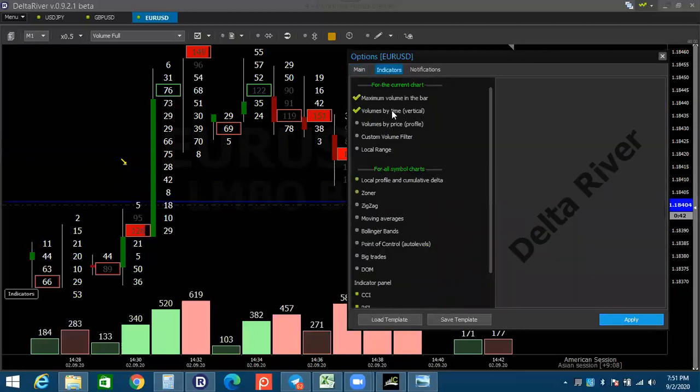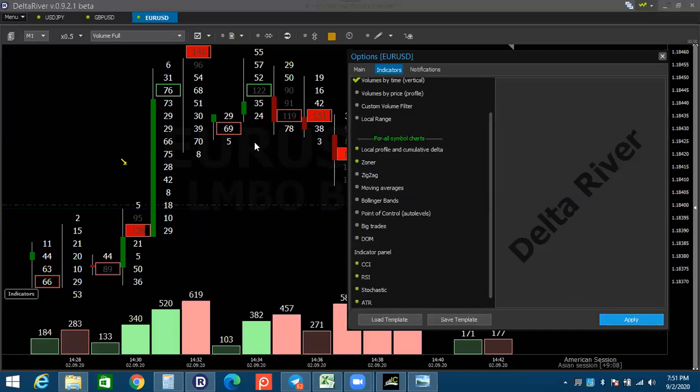And another thing here. In this indicator options, there are some indicators. If you want to use the indicators, you can. But we are not using indicators here because the screen of this Delta River software is very small. If we install the indicators, we cannot get the data very clearly. But here the upper 4 options are very important.